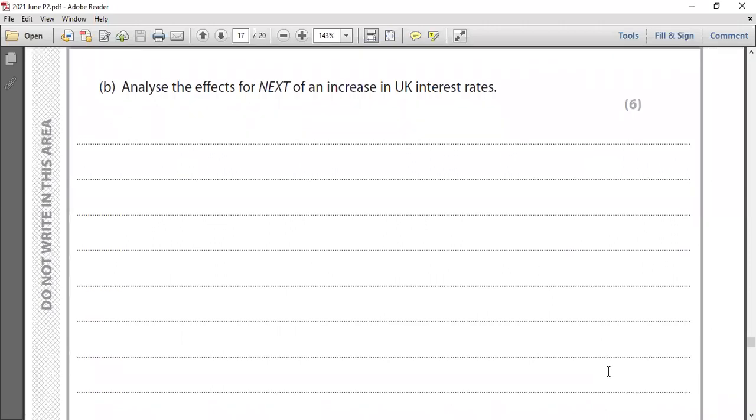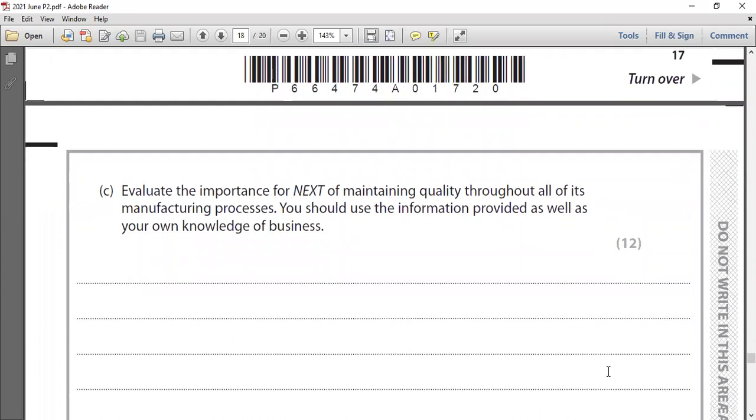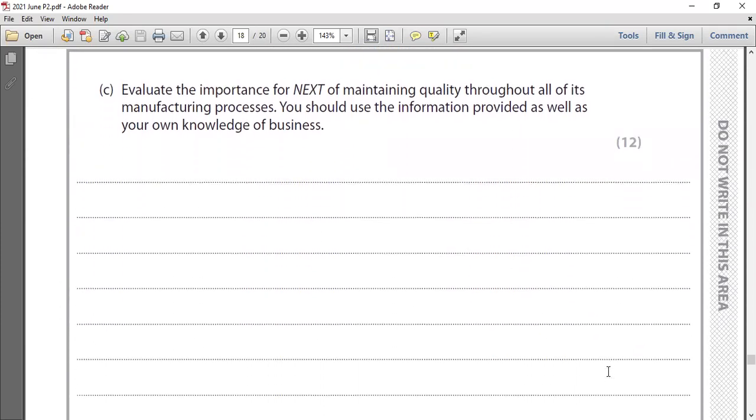Okay. Now we're moving into the last question of this paper, the biggest question, the 12 marker. Evaluate the importance of Next maintaining quality throughout all of its manufacturing process. Use information provided as well as your own knowledge of business. So what is the point here? Maintaining quality. This is under operations management: quality control, quality assurance, Kaizen, Lean, TQM, lean production. So many concepts we learn under quality.